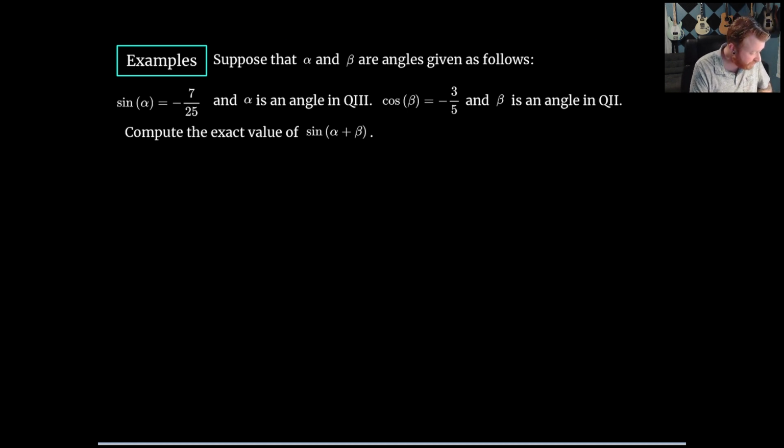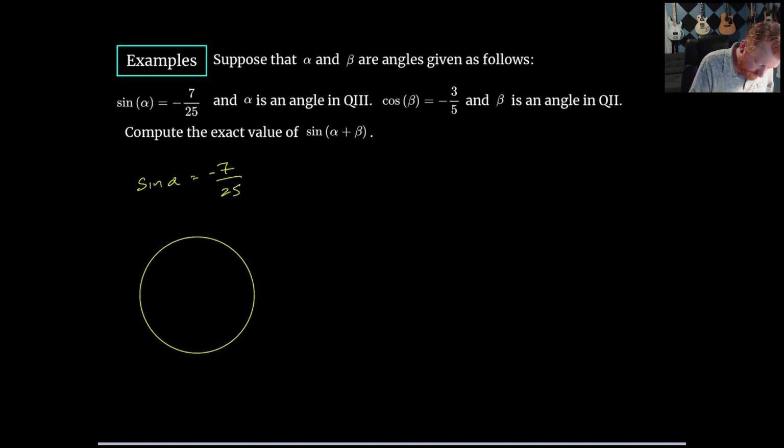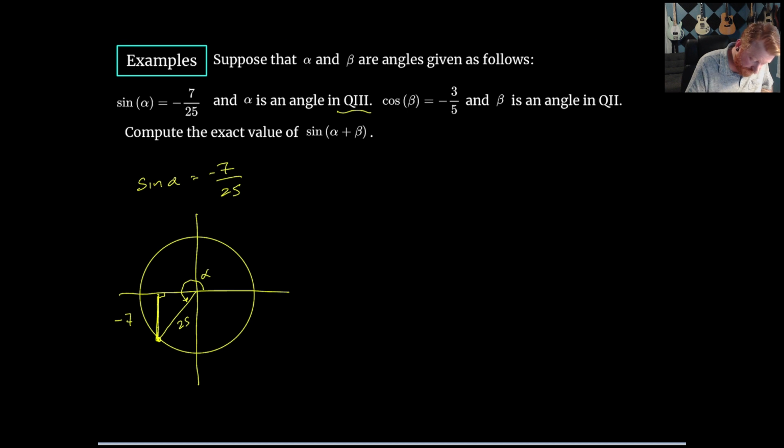Okay, so I'm just going to start drawing some pictures here. I know that sine of alpha is negative 7 over 25. So let's take a look at this situation here. We are told that alpha is in quadrant 3, so I'm just going to rough in some angle here, and we will call this alpha. I'll drop in my reference triangle so I can use this to figure out what's going on. We've got negative 7 over 25, which means this distance here is negative 7, and this hypotenuse is 25.